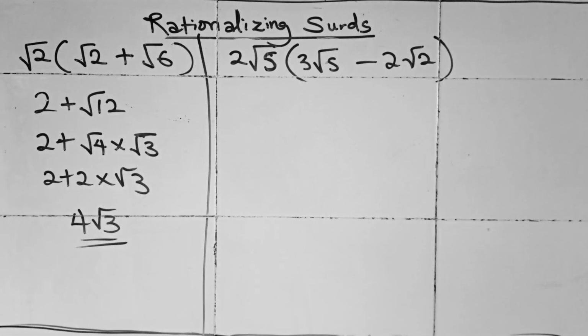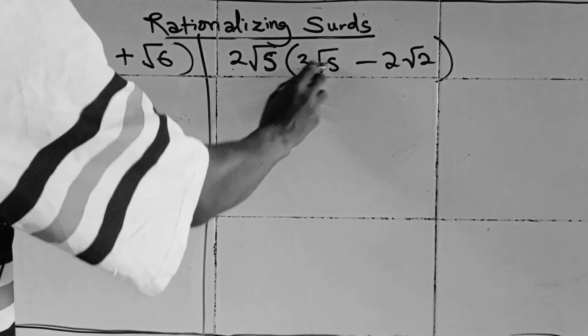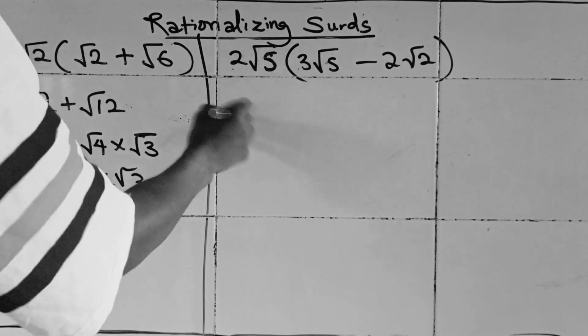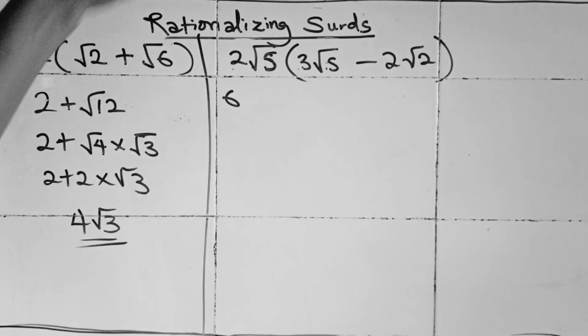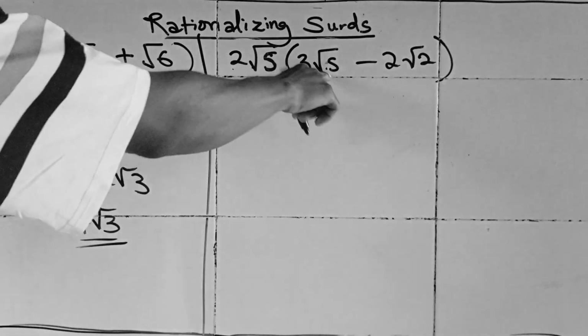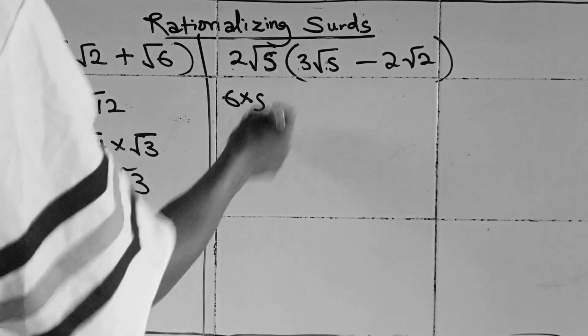Okay, now let's work with this one. It's very easy. Now 2 root 5 times 3 root 5 will get 2 times 3 is what? 6. 5 times 5 is what? I told you what it will become. It will now become 5, because root and root, you know what happens when they are the same number? Good. That's 6 times 5, which is 30.